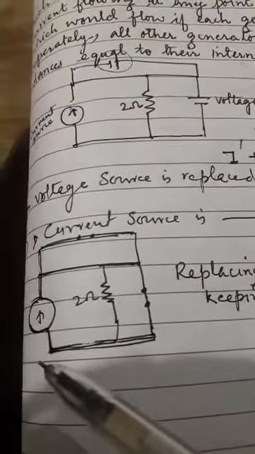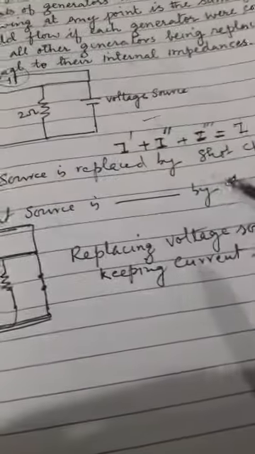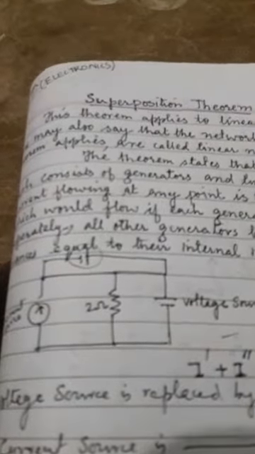For a current source you have to show it as an open circuit, like this. So you will calculate separately, then you add them up, and that will be equal to the total current flowing through the circuit. This is the total version of the superposition theorem.